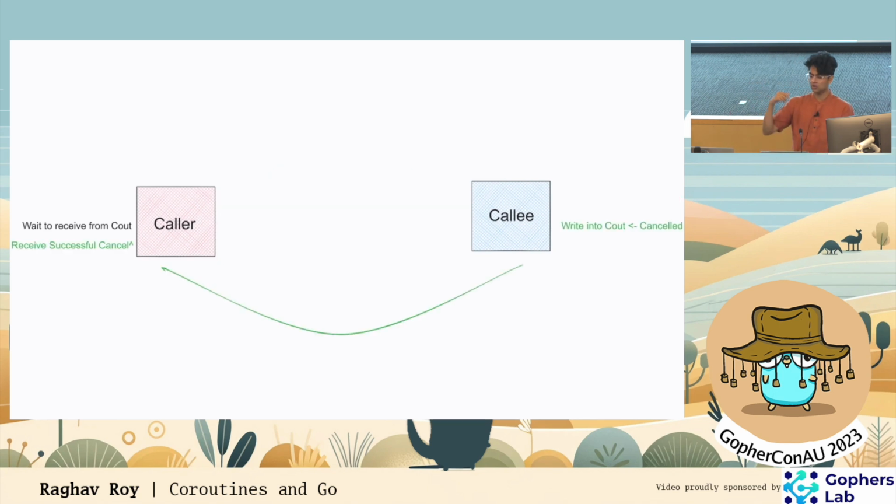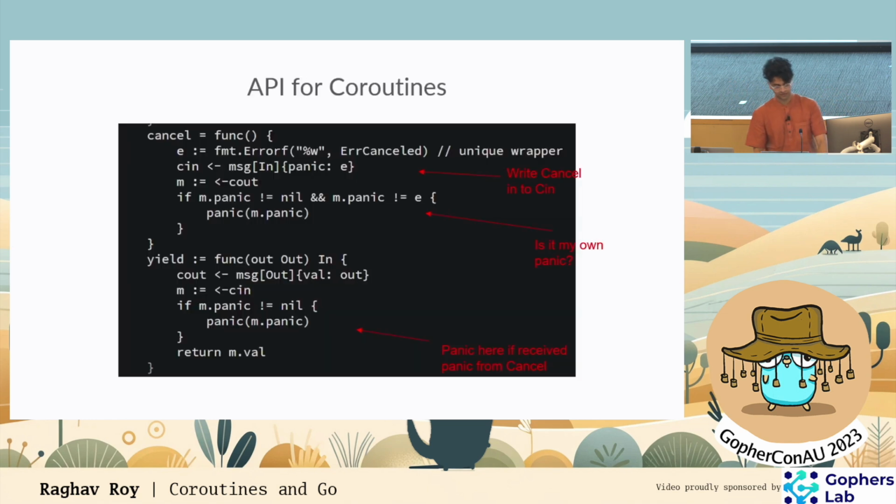And the coroutine, all it needs to do is write back into cout, which the caller is waiting on, that, hey, I have success. I got your message, and you can cancel yourself. And that's what's happening over here. I've pointed to the code which I'm talking about, just so that you don't have to look at the entire thing. But your cancel func is just passing your error cancel sort of flag panic to your cin, which is read by your coroutine, and it handles it however it wants to handle it.